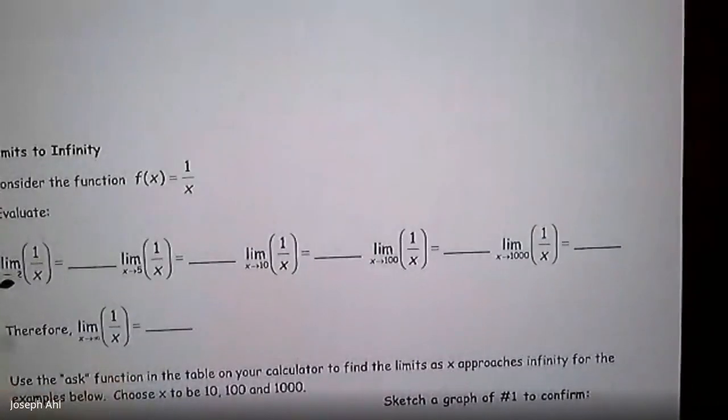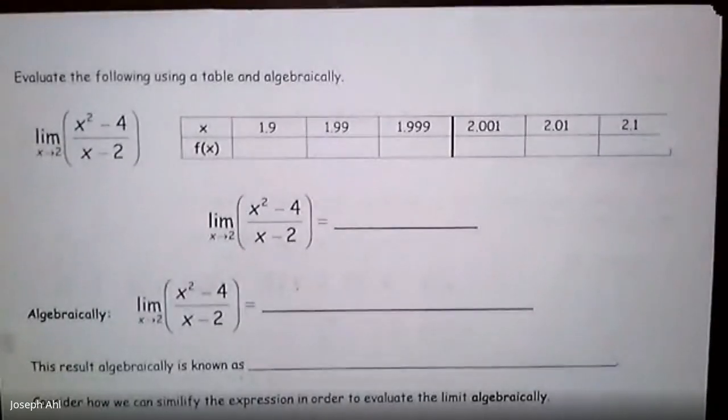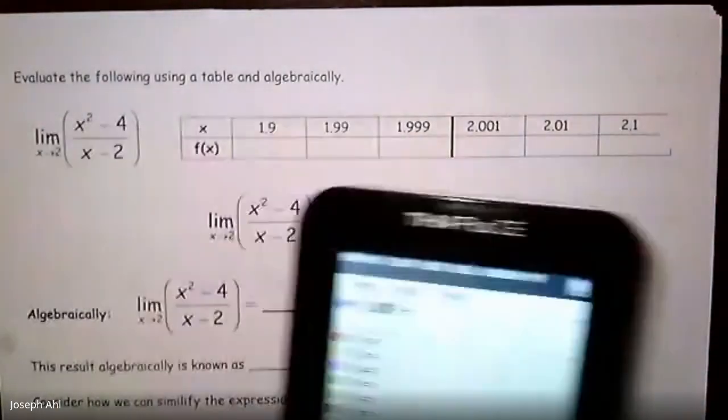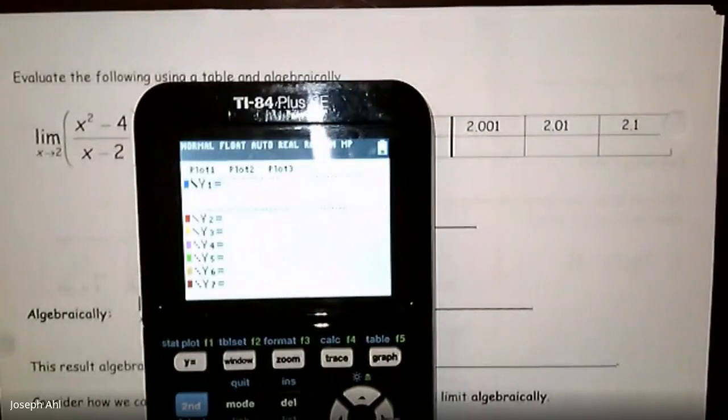And you'll see on the next page, oops, that's not what I want to show you. We have another table that we're going to fill in. So I know what you're saying, like, Mr. All, why can't I just plug it in and go from there? All right, so let's just play along for a second. Let's go to the table here. We're going to type in the function x squared minus 4 over x minus 2.